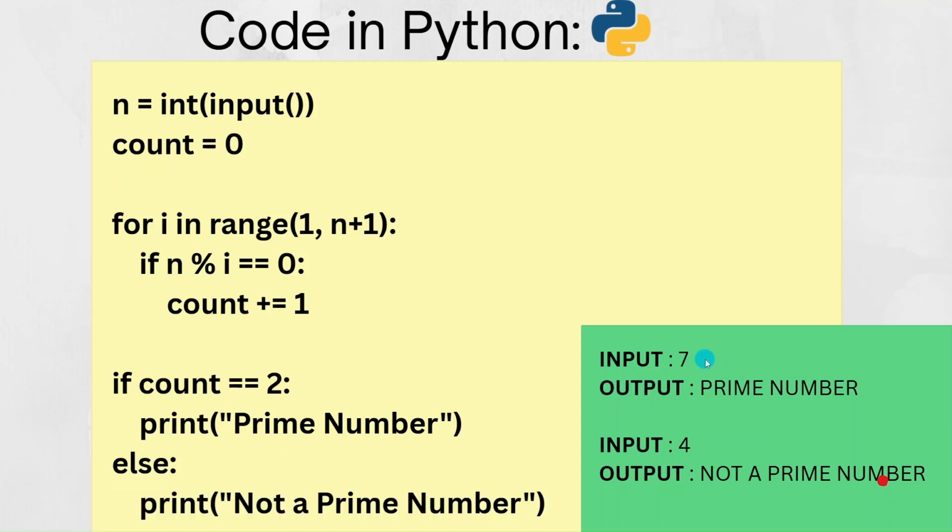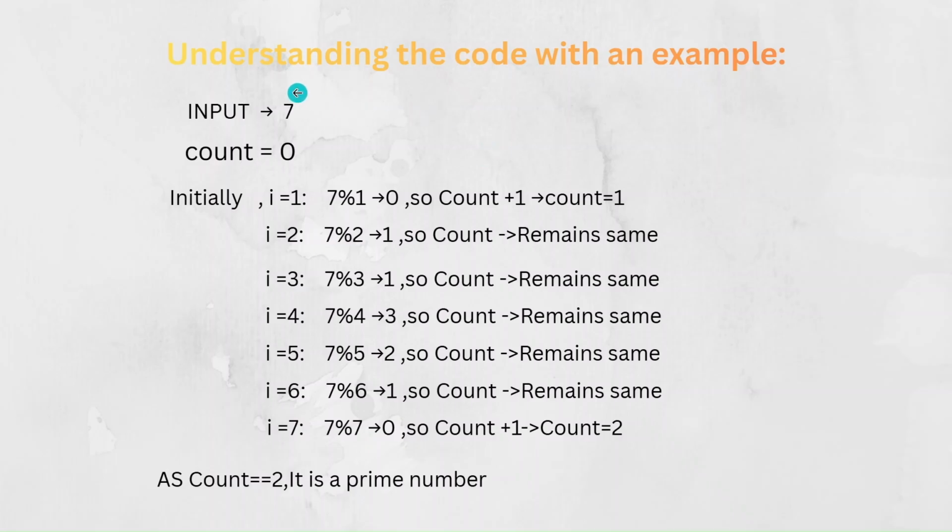So if we take input equal to 7, it definitely gives a prime number. So we are going to understand the code with an example. Suppose the given input is 7 and we have initialized the count with 0. In the for loop, as we know, i moves from 1 to n, with range going to n plus 1, so n plus 1 is 8. As we know, the for loop only goes up to n. We can see i moves from 1 to 7.